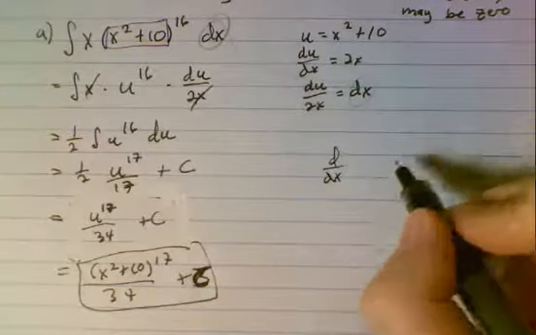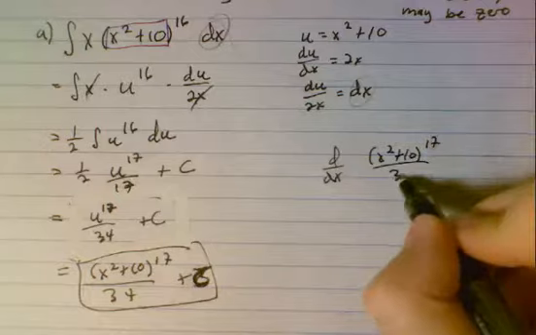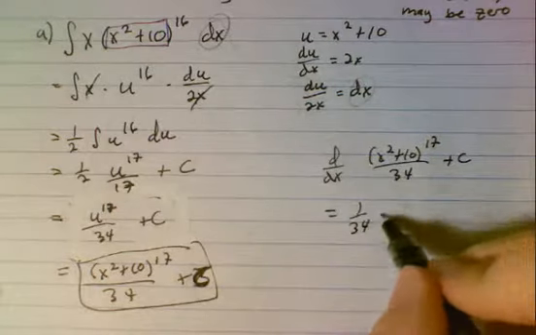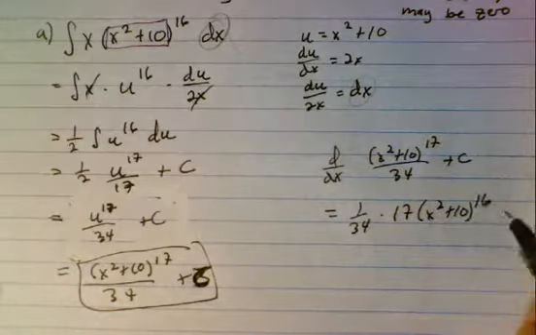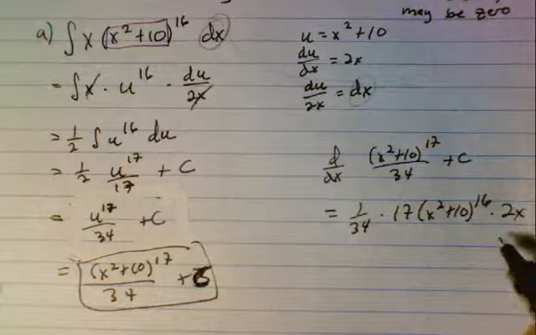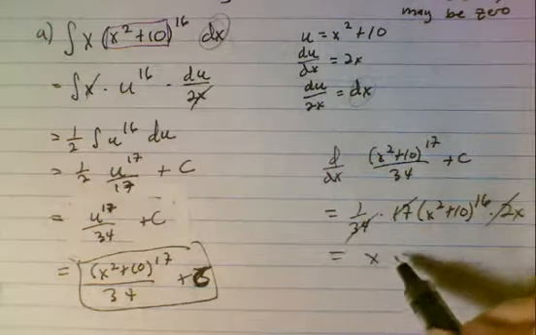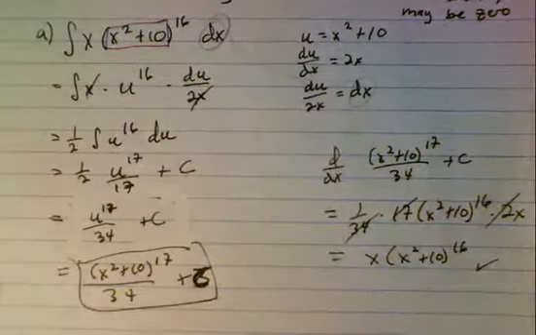When we check it, we have 1/34 times 17 x squared plus 10 to the 16th times the derivative of x squared plus 10. 2 times 17 is 34, that cancels out. We've got x times x squared plus 10 to the 16th, which is what we started off with.